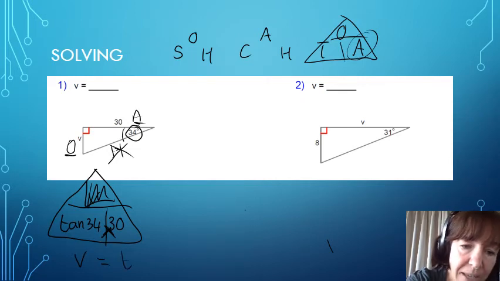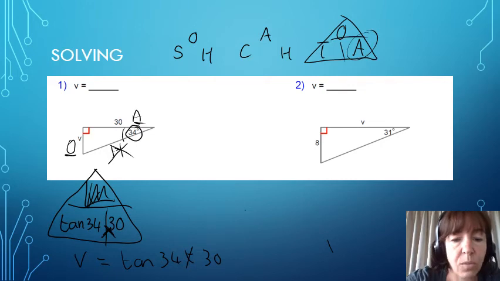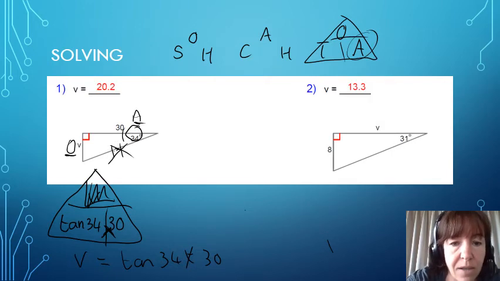So it will be tan of 34 times 30, and you can work out what that is. And we will get 20.2. So that side length is 20.2.